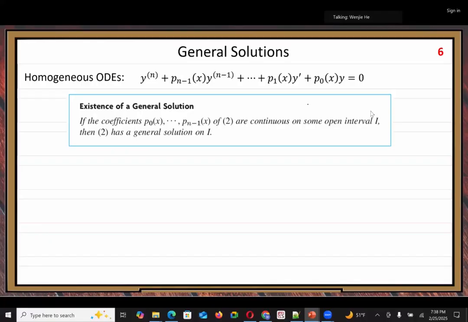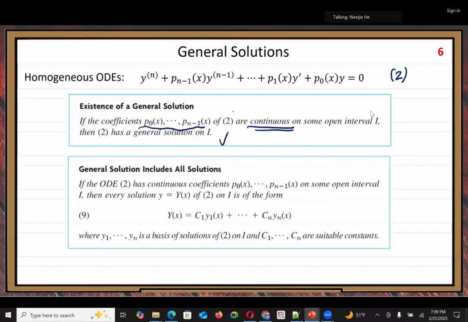The homogeneous equation is equation number 2 here. We only need the coefficient functions to be continuous, and then it has a general solution. Actually, this one we had before, in a previous slide. But the second part we didn't have in the previous slide, though we have it for our second order ODE. So this is just a straightforward generalization.